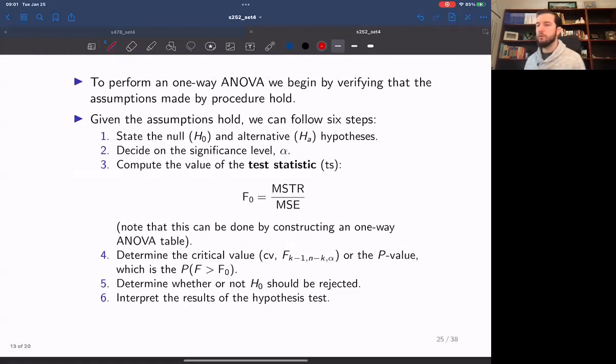Formally, the one-way ANOVA is run like any other hypothesis test. We start by checking those 4 assumptions. Assuming the assumptions are intact, we state the null and the alternative. We give the significance level. We compute the test statistic, typically done using an ANOVA table. Then we find our critical value or the p-value. Again, you don't have to do both, but I will demonstrate both so that you have examples. Then you make a decision about H naught, and you conclude with an interpretation of the test.